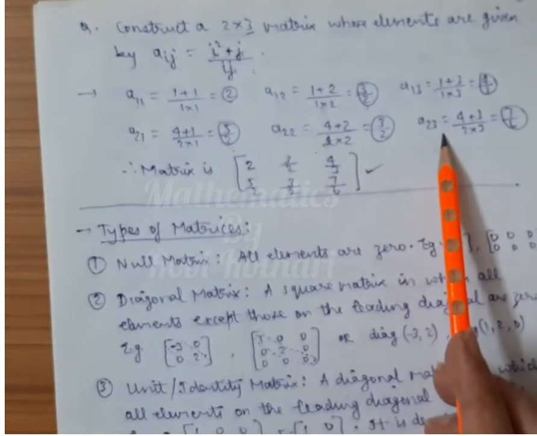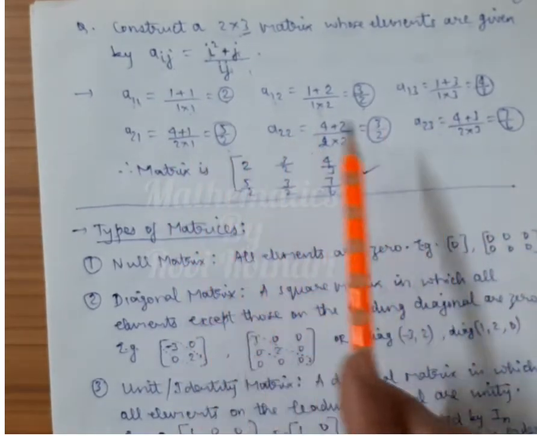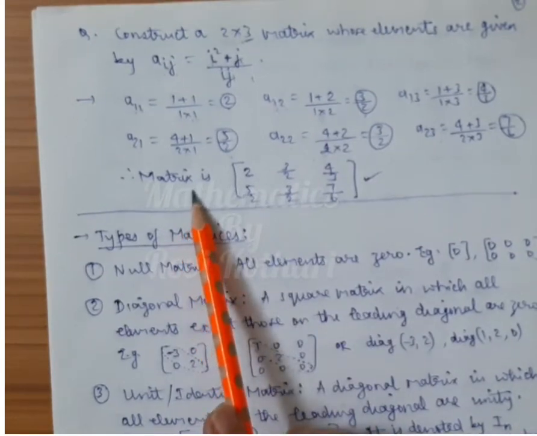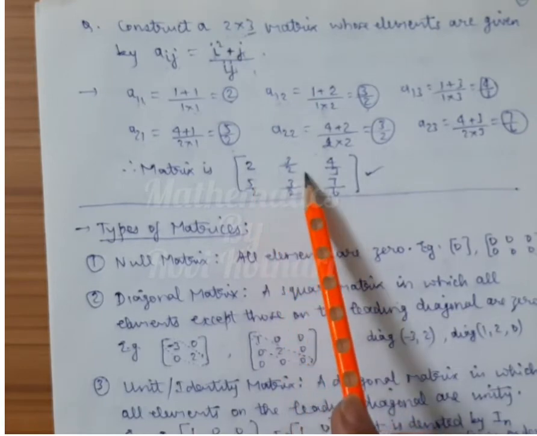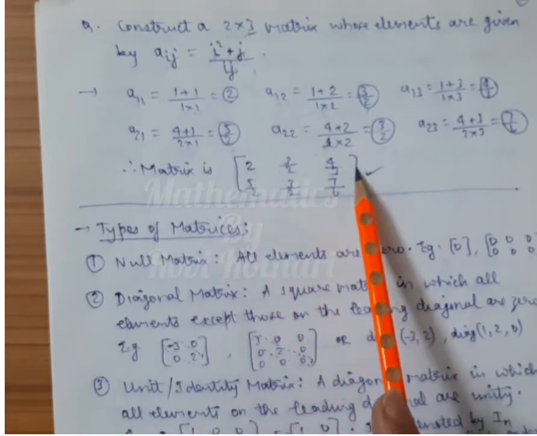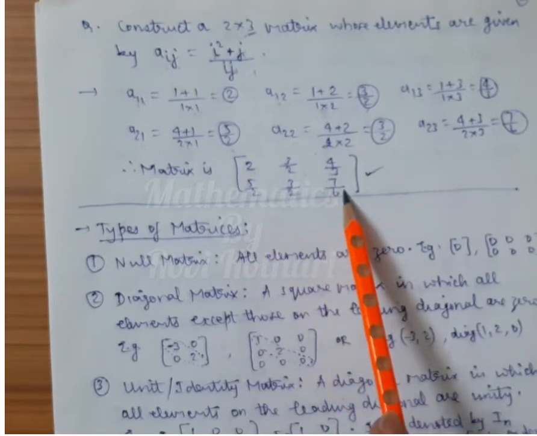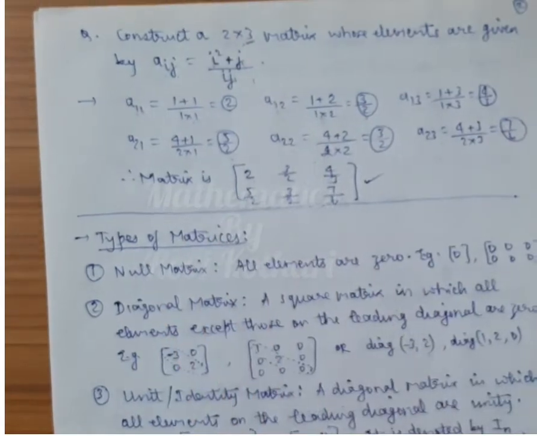And similarly, you can get the value of A23. Once we get all these values, that means all the elements are with us, we can now form the matrix. So what is the matrix? The matrix becomes A11, A12, A13 in the first row and A21, A22, A23 in the second row. This is your matrix. That is how we can construct a matrix given an equation.